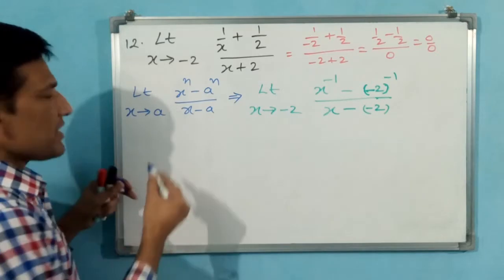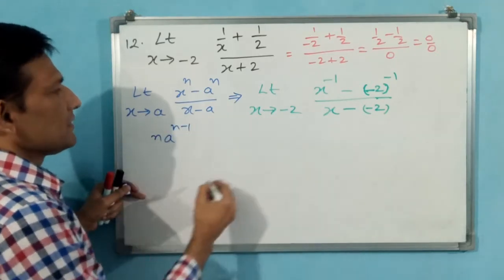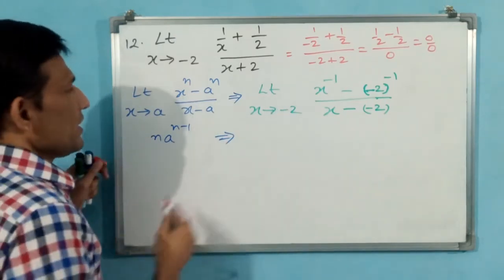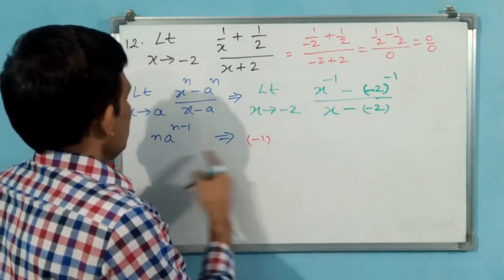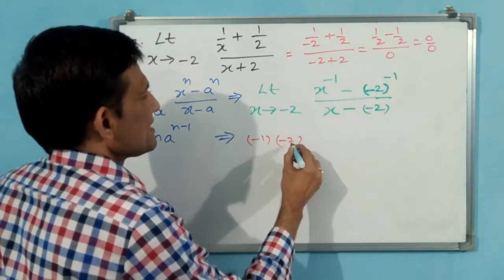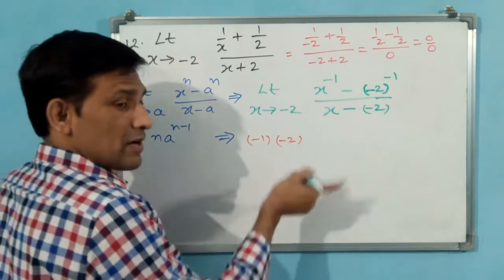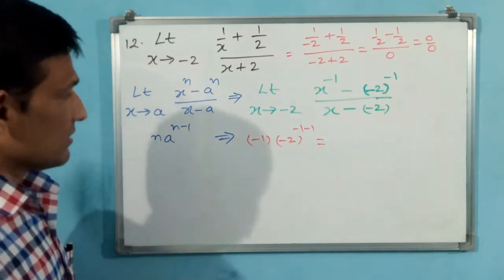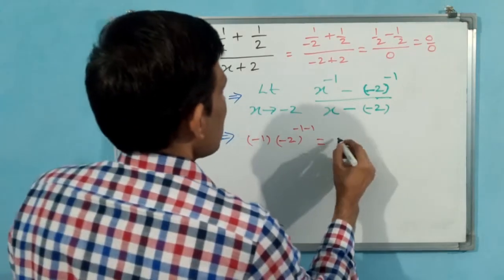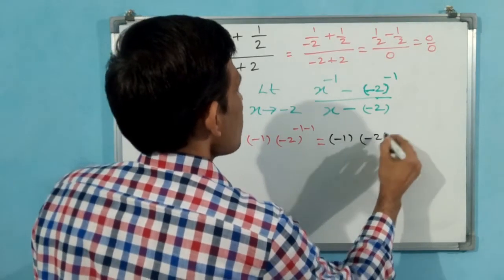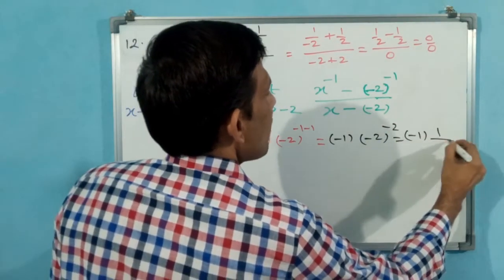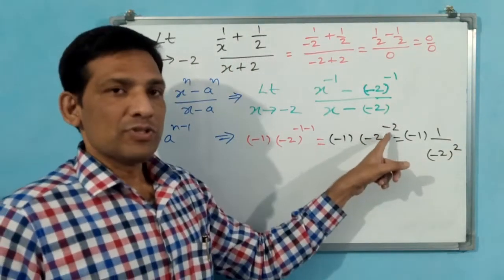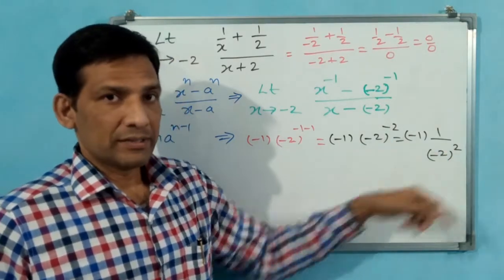Then for this what are you going to write? You are going to write n into a power n minus 1. Then what will come here? N is minus 1, a is minus 2. N minus 1: minus 1 minus 1. Minus 1 power minus 1. See what will happen. Minus 1 like that only you keep, minus 2 power minus 2, that is equal to minus 1 by minus 2 square. Why? Because whenever power minus 2 is there, you send it to the denominator and make it plus power.